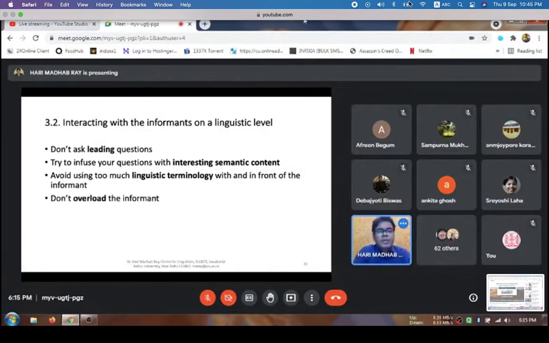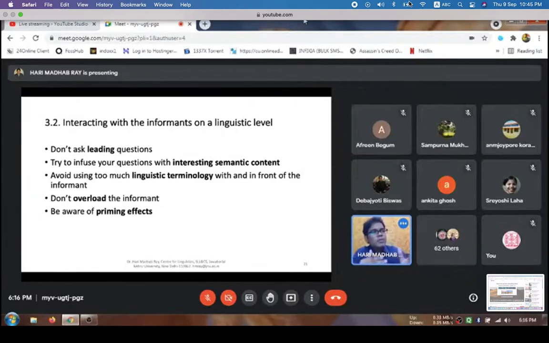So do not overload the informant. At times you are asking many questions and informants are not able to give you the exact sentence, and you say, okay, definitely you should give it, it must be there in your language. Don't overload. Rather, say, if you cannot tell it now, think about it and give me the sentence later on.